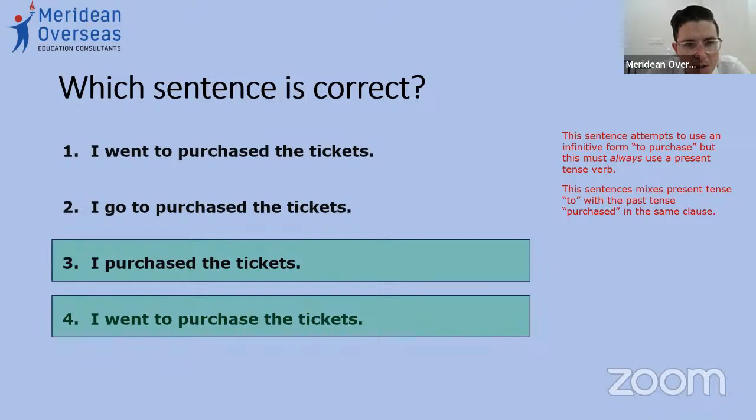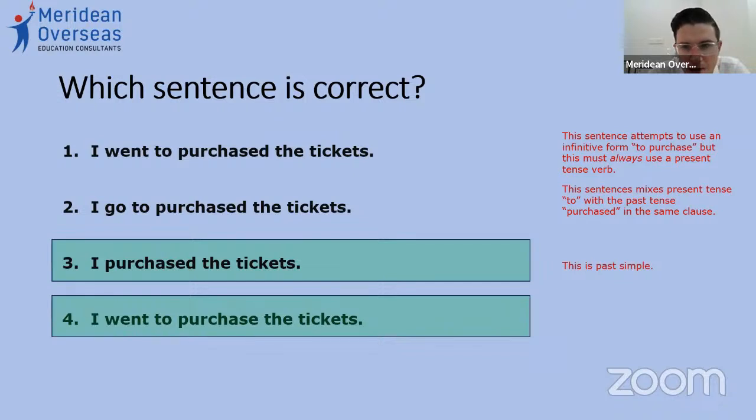And I go to purchase the tickets. This sentence mixes present tense, that's present tense go with the past tense purchased in the same clause. Okay, so I go to purchase the tickets would have been fine, but again, we're mixing up the infinitive in a wrong way.